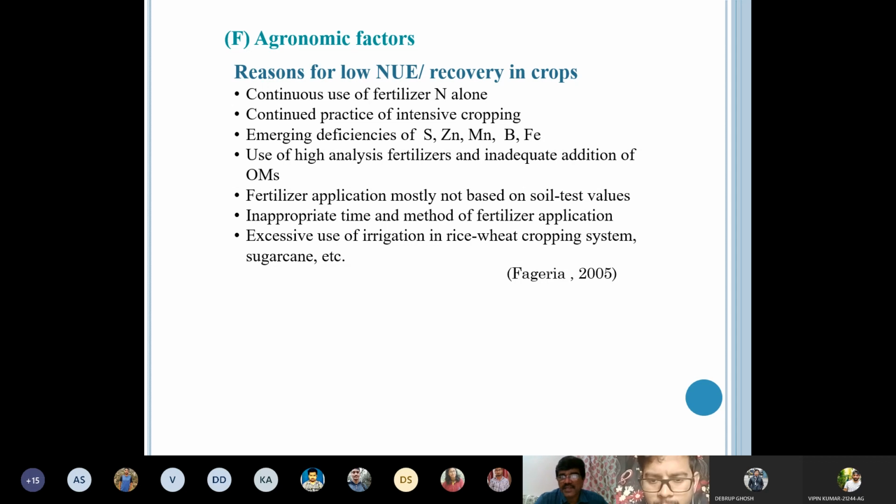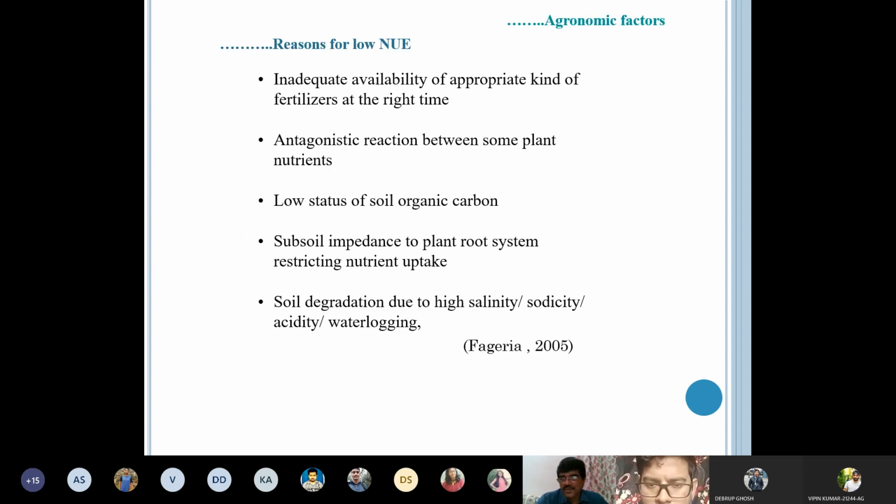Excessive use of irrigation water is very dangerous. Waterlogging conditions will encourage leaching. There may be inhibition of oxygen supply in the soil, and nutrient solubilization and nutrient availability will decline, except for one or two nutrients. So excessive irrigation should be avoided. This may decrease your plant growth and hence your nutrient use efficiency.